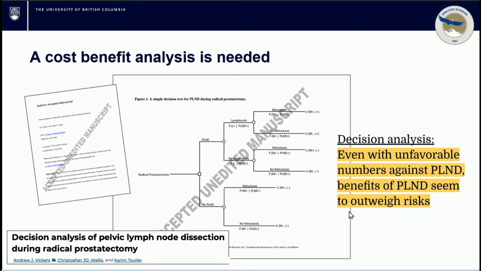And in their decision analysis for whether you should do a pelvic lymph node dissection or not, they tried plugging in a number of different numerical estimates for the risks and the benefits. And to make a long story short, even with risk estimates that were very unfavorable to doing a pelvic lymph node dissection, using a very high rate of lymphocele and virtually no benefit to metastasis-free rate, the expected utility of a pelvic lymph node dissection was always just higher than not doing a pelvic lymph node dissection. The one exception that they point out is in grade 1 disease, but how often are you operating on that?